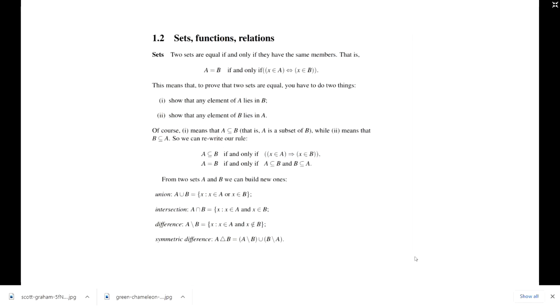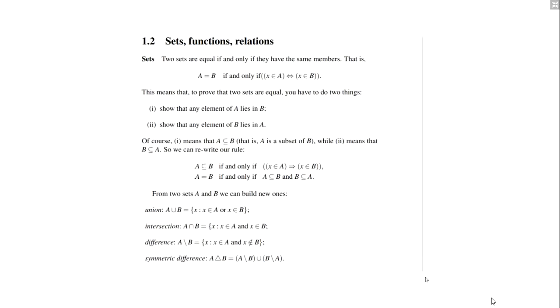So we are saying that two sets are equal if and only if they have the same members or the same elements. So whenever you are proving the equality of two sets, you have to show containment in both ways, that A lies in B and B lies in A. So for equality to be implied, containment must be in both ways. You have to show that A is a subset of B.